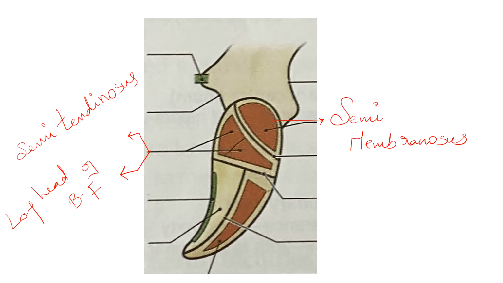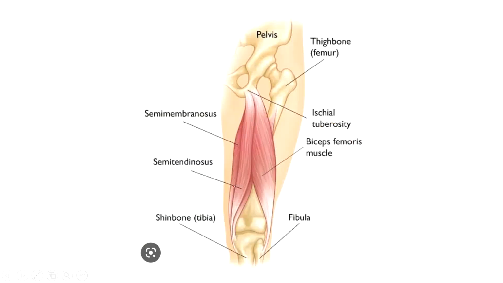From the lateral part, ischial part of adductor magnus. This medial part does not give any muscular attachments. So here we can see all the four muscles take origin from ischial tuberosity. They get inserted into any one of the leg bones, either tibia or fibula. So this is hamstring muscle.